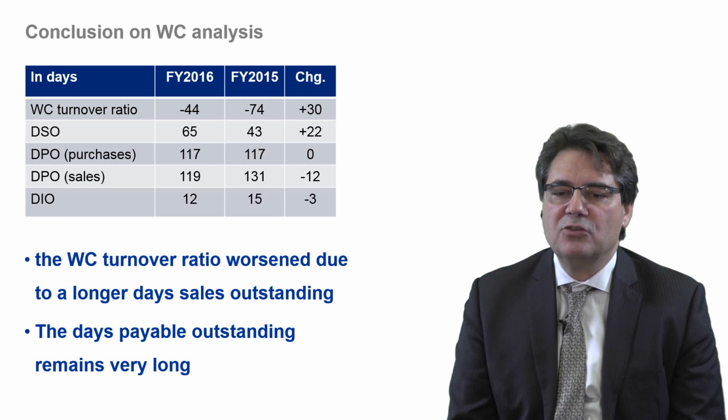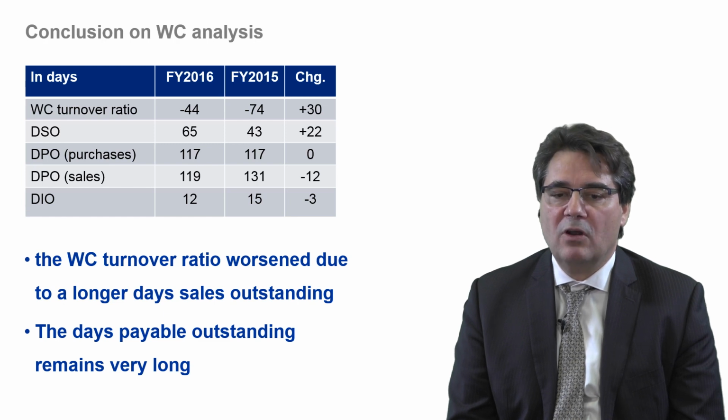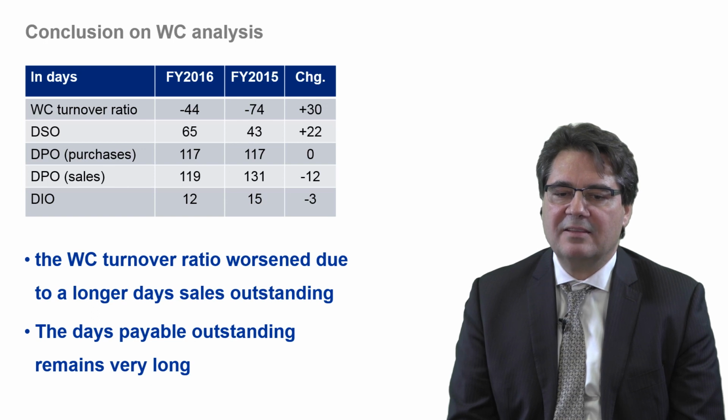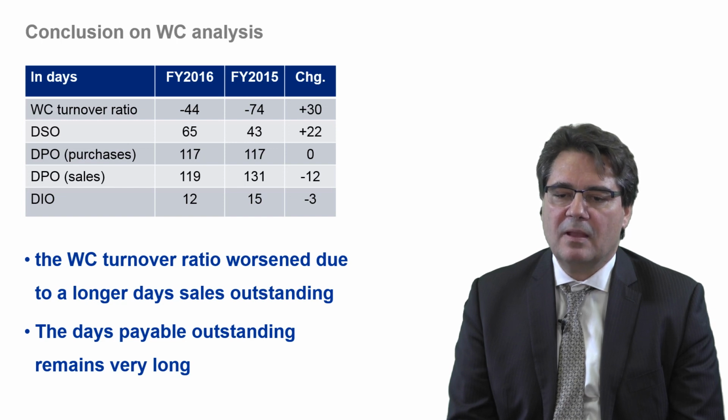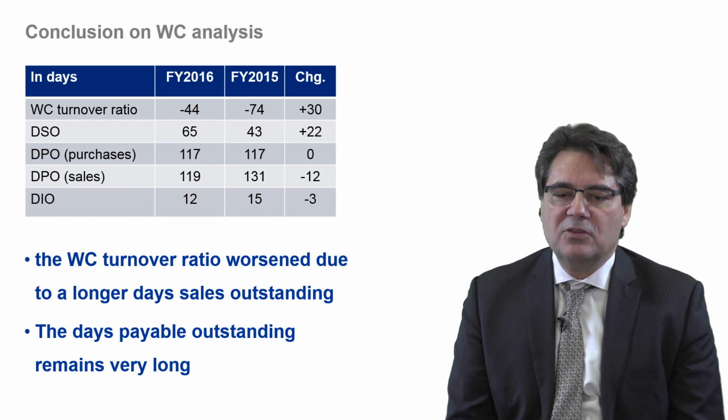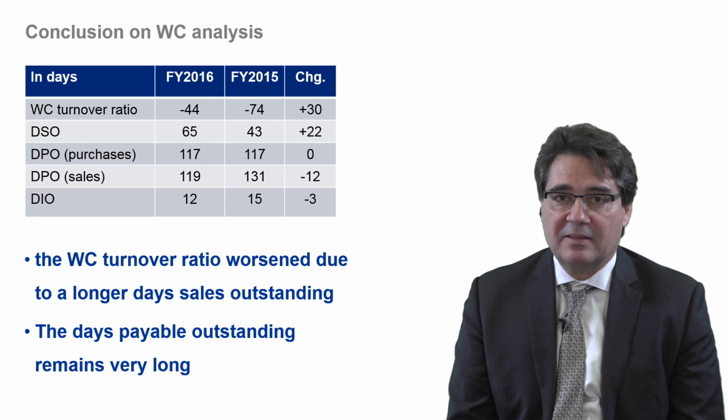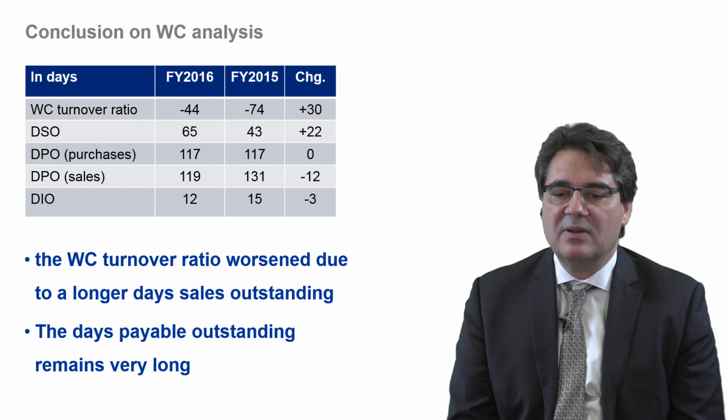Concurrently, there is a huge fall in the working capital turnover ratio owing to longer days sales outstanding. Since DPO is computed in days of purchase, the ratio cannot explain the rise in working capital turnover. While computing the DPO based on sales and not purchases, we came to the realization that the DPO has diminished by 12 days.